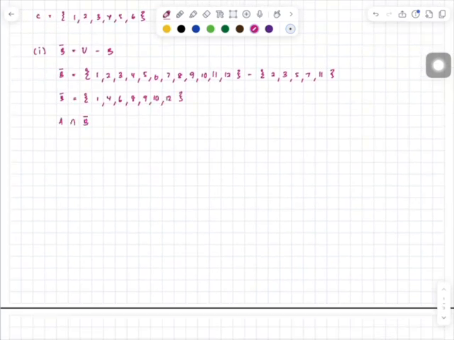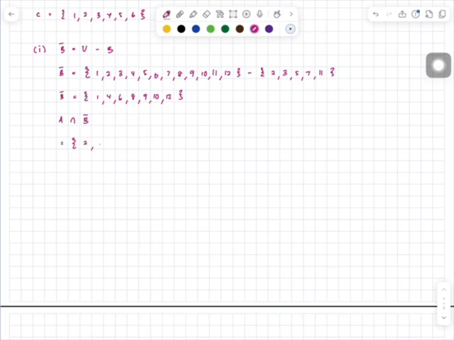Next, we will find the intersection between set A and the complement of B. The intersection means the elements that appear in both sets. Comparing both sets, the common elements are 4, 6, 8, 10, and 12. That is the answer for part 1.